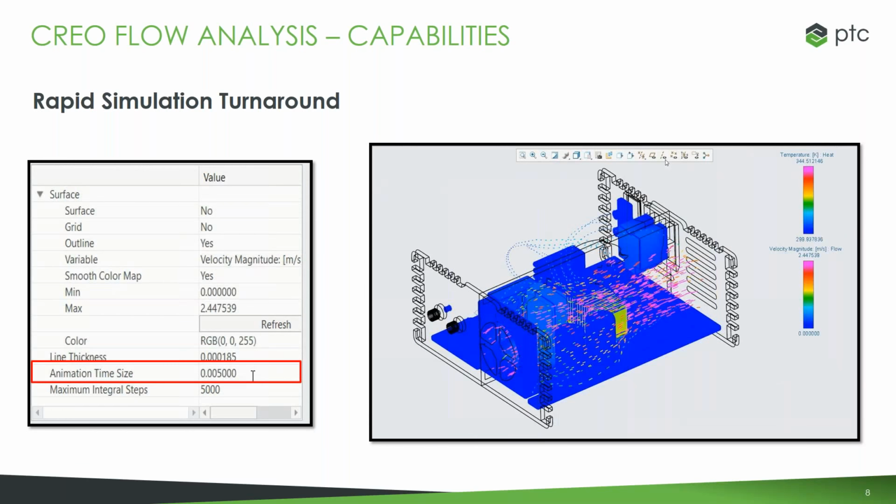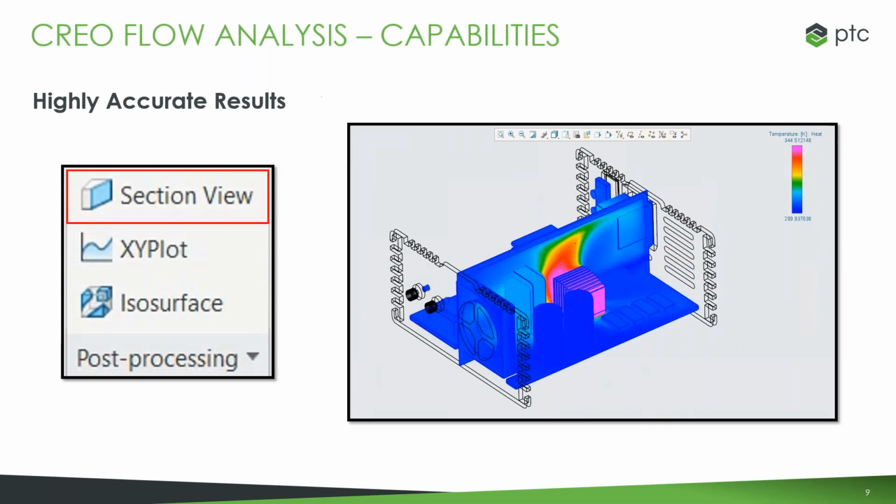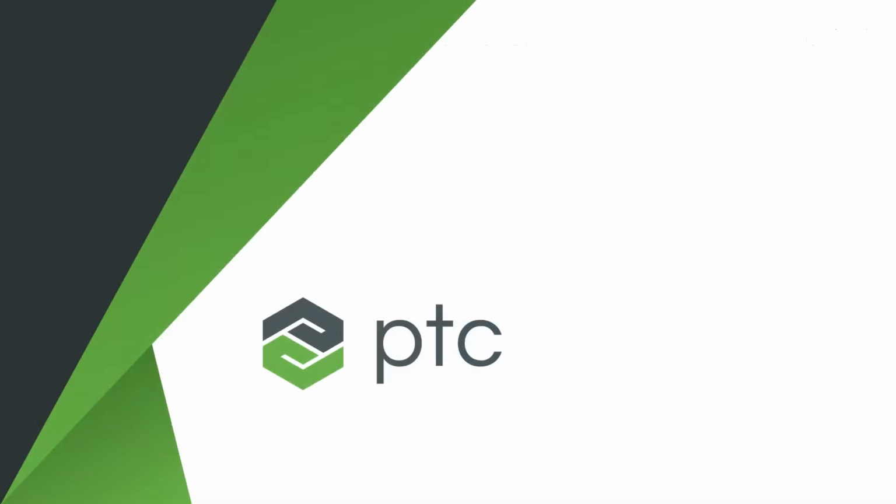And along that train of thought, it does have a pretty fast simulation turnaround so that you can get your results back pretty quickly and you're not waiting hours at a time to get those. And the results are highly accurate with different ways to view them. In this image here, we're seeing a section view going through. You can set up plots, you can do ISO surfaces. So there are lots of different ways to really take in that information and utilize it, not just have it, but get it in a way that you can understand it and be able to use going forward.